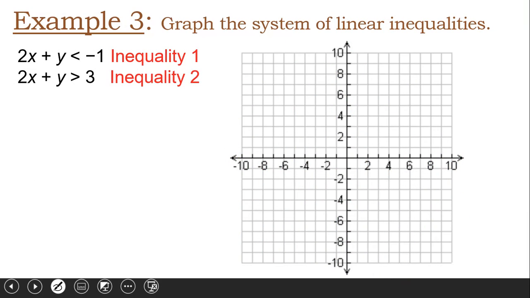Let's take a look at our next example. So first thing we have to do is get these into y equals form. We're going to look at our first inequality, which is 2x plus y is less than negative 1. So I'm going to subtract my 2x from both sides, and I'm going to get y is less than negative 2x minus 1. I know it's going to be a dashed line. I know I'm going to shade below.